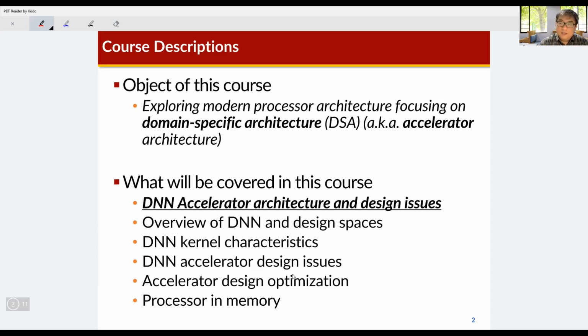Actually, in the new type of memory, not DRAM or SRAM, it's a new type of memory. So I will slightly discuss this processor in memory or near data processing for neural networks. So that is the tentative plan of this course. Okay.